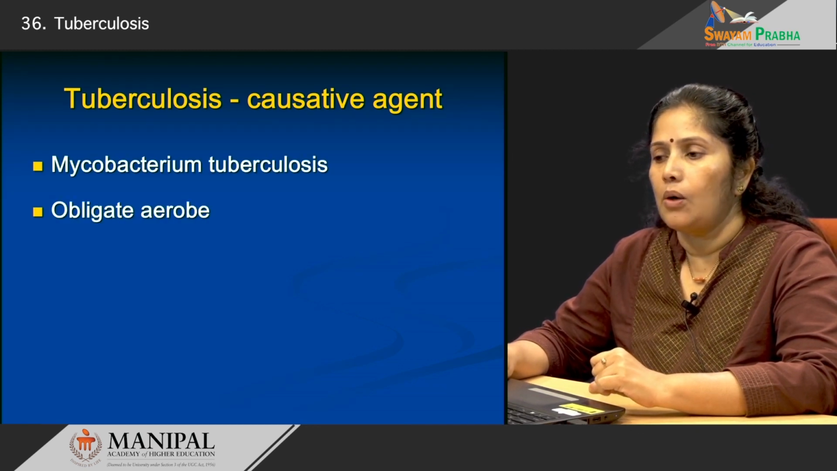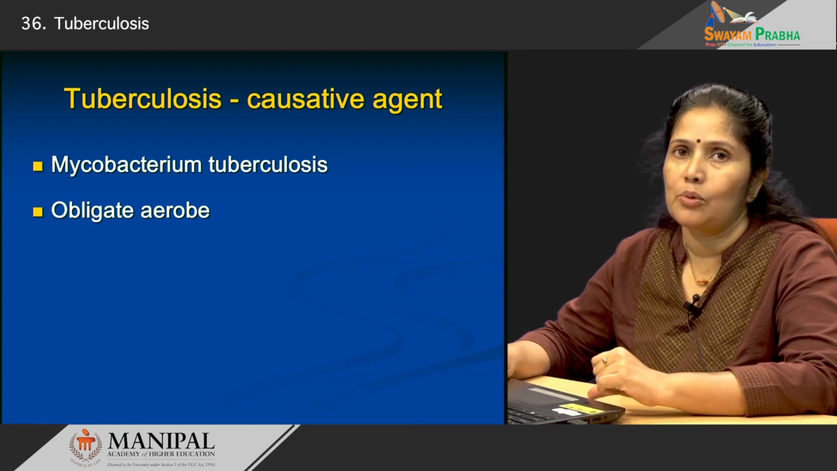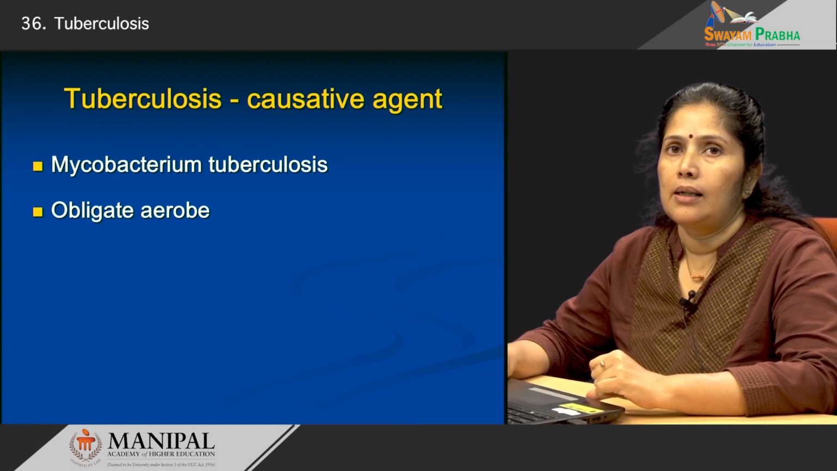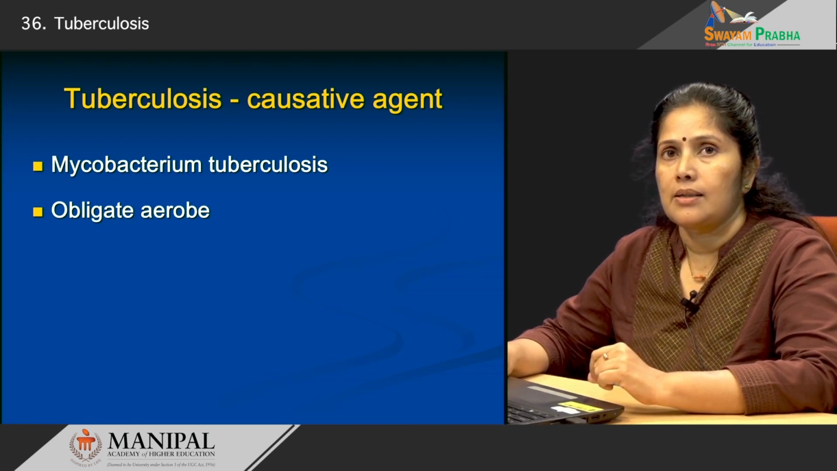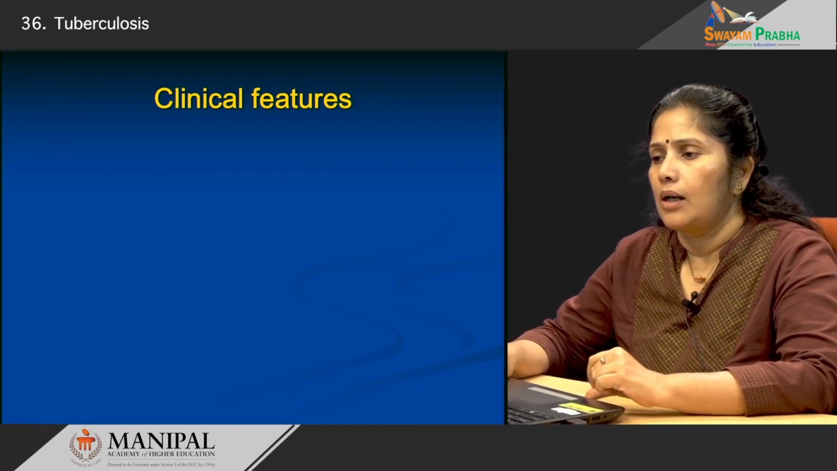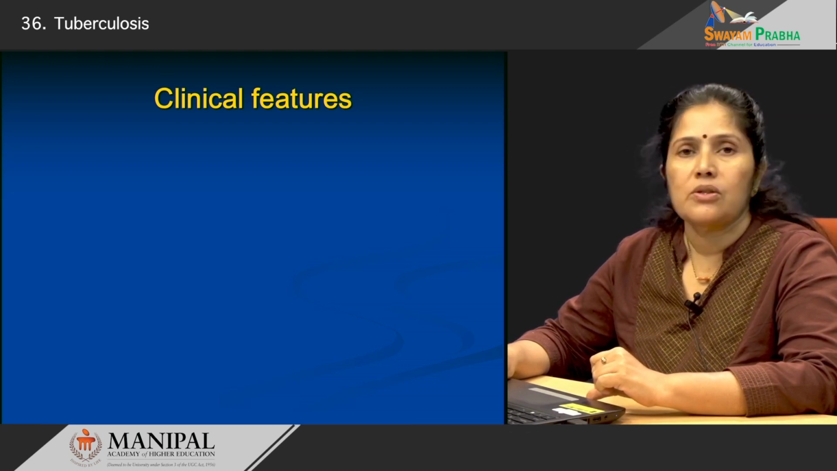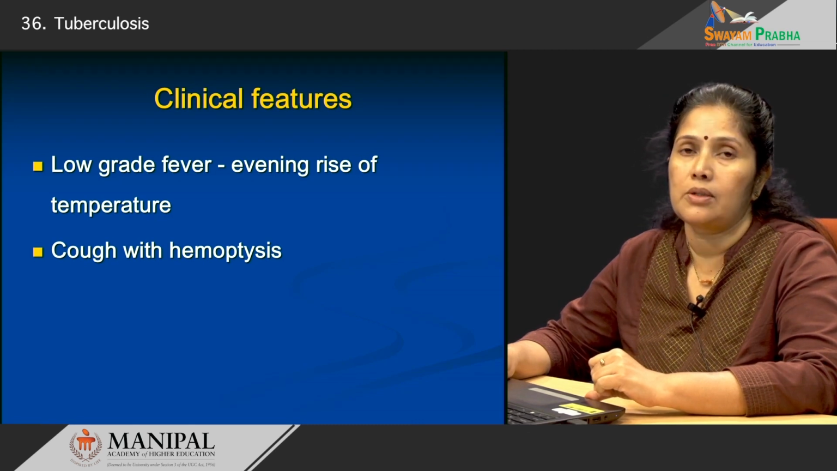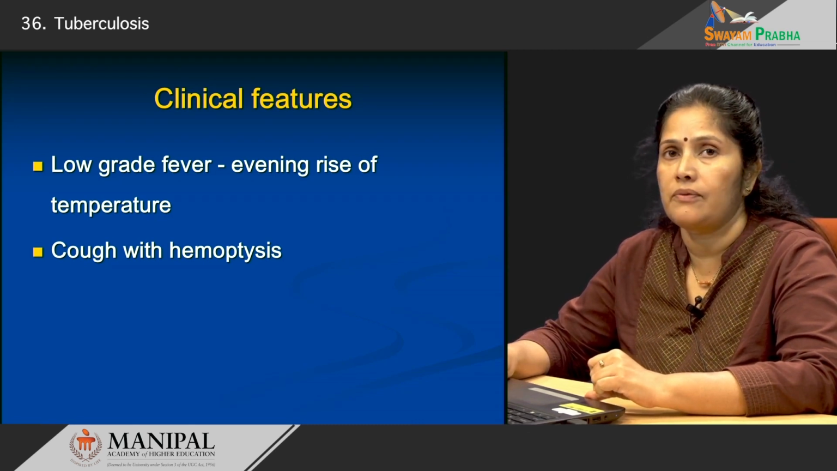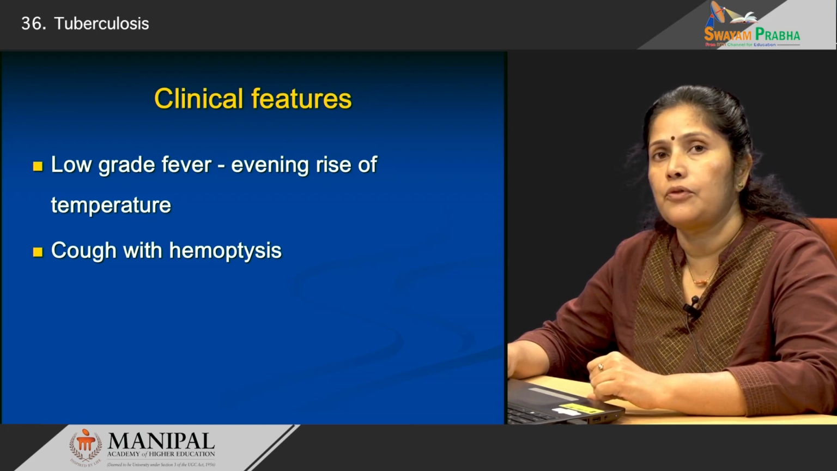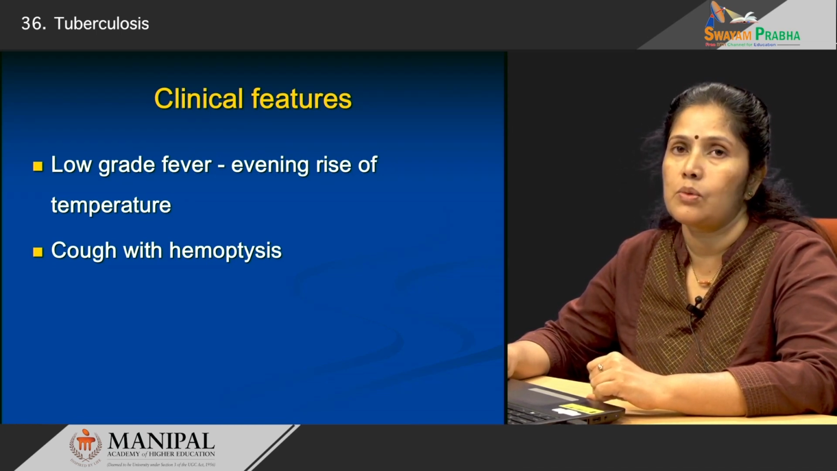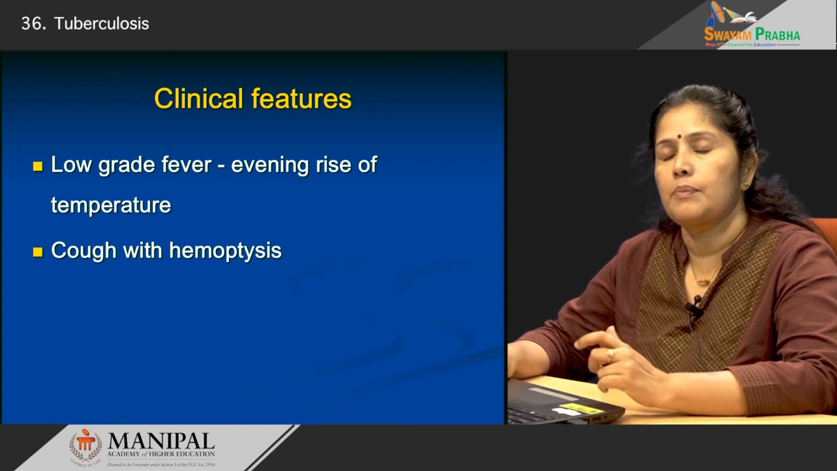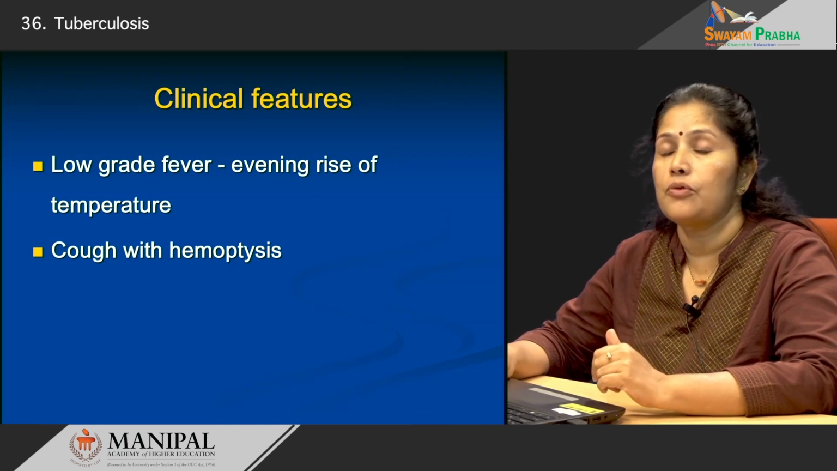And this particular organism is an obligate aerobe, and that is why it is able to survive in the lung tissue as well as in the lymph nodes. Now, looking at the clinical features of these patients, most of them will present with low grade fever. The fever is not very high as in viral fever, it is a very low grade fever, and especially these patients will complain about an evening rise of temperature. Along with that, patients will present with cough with hemoptysis.